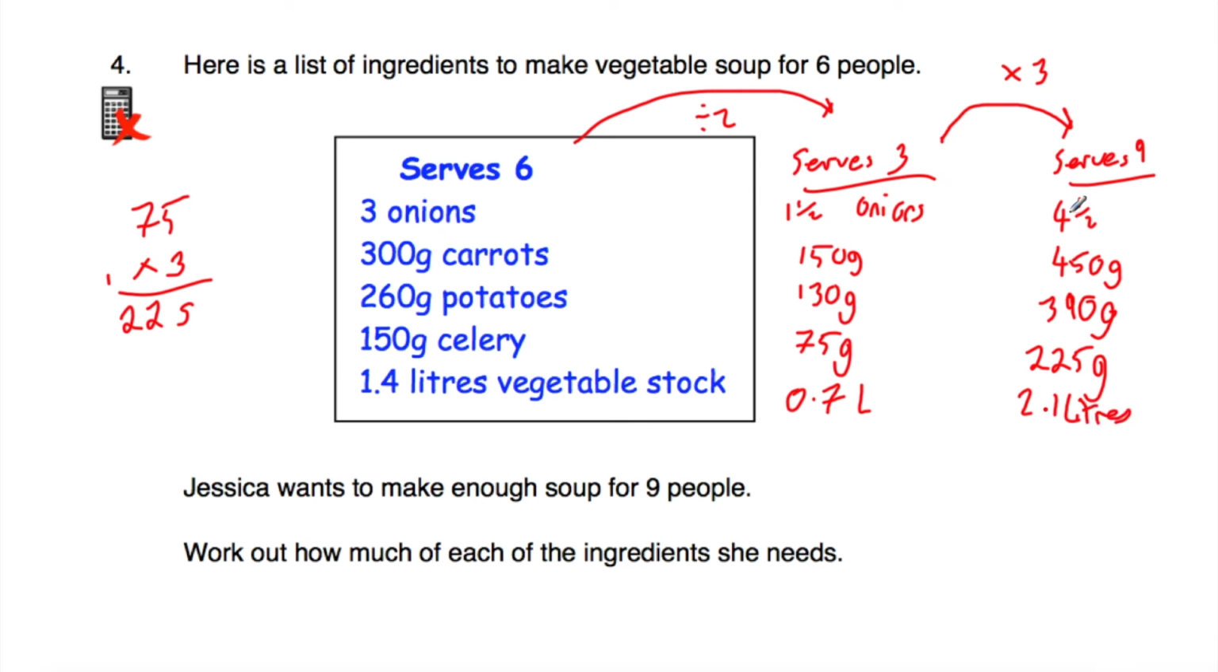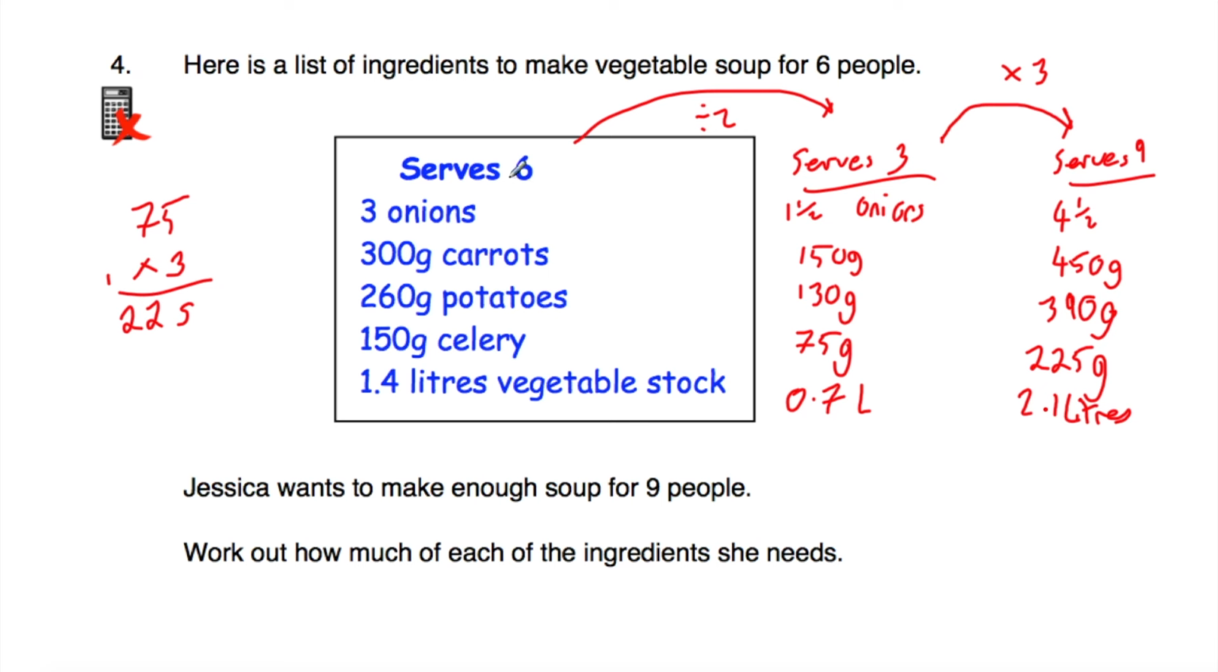And that's it. So we need 4.5 onions, we need 450 grams of carrots, we need 390 grams of potatoes, we need 225 grams of celery, and we need 2.1 litres of vegetable stock. And that's it. So this question I approached it by dividing them all by 2 to find out how much we needed for 3 people, and then times that by 3 to see how much we need for 9 people.